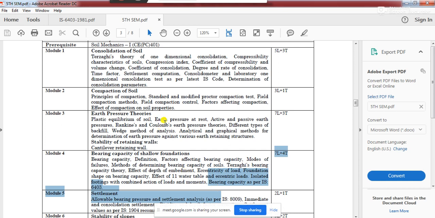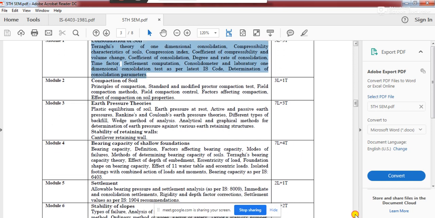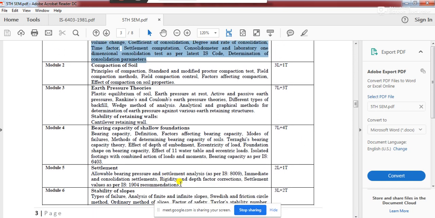So after this consolidation of soil is complete, then only we will go to the settlement analysis of soil. Is it clear? Because settlement analysis of soil is totally related to the consolidation of soil. So after we finish consolidation of soil, we will discuss settlement analysis of soil. We will discuss codal provisions, every detail we will discuss.